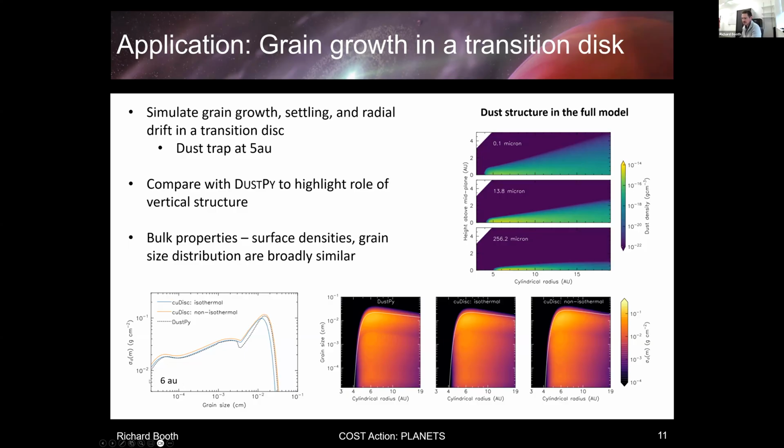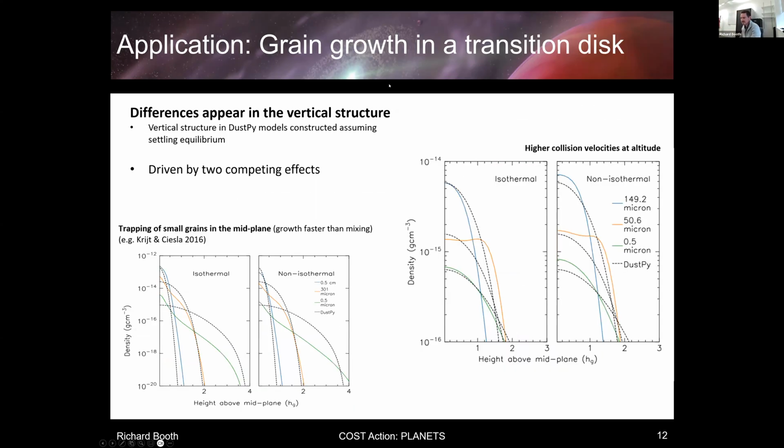If you look at bulk properties, such as the vertically integrated grain size distribution, so this is at 6 AU, just outside the dust trap, you see very similar results from the different codes, and the size distributions are also typically very similar. So these bulk properties show you that the 1D vertically integrated structure from DustPy is doing a really good job. But things do start to differ when you want to dig into the vertical structure.